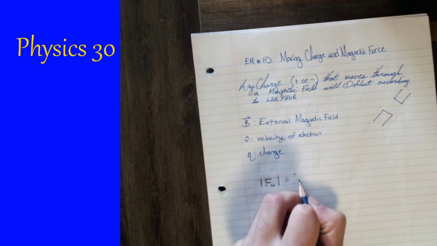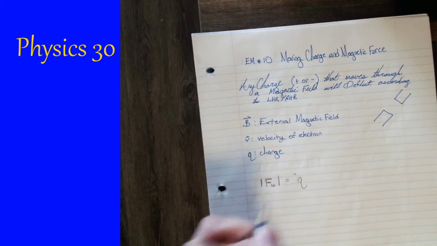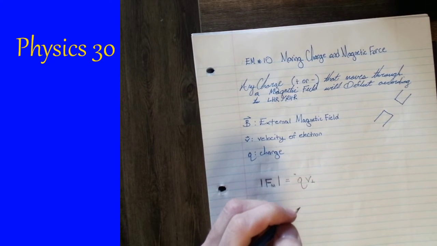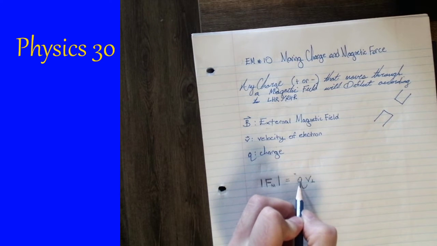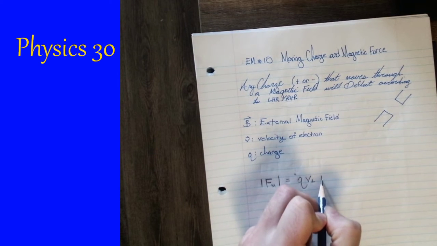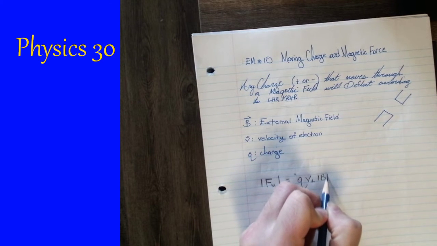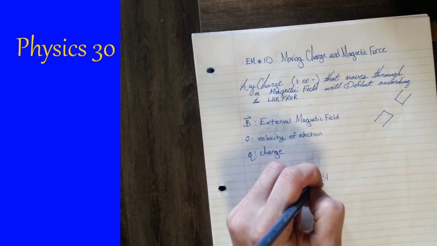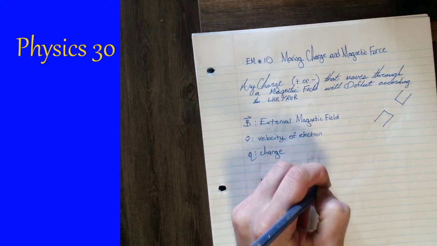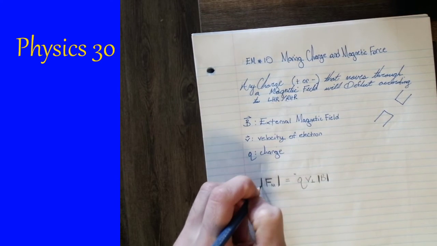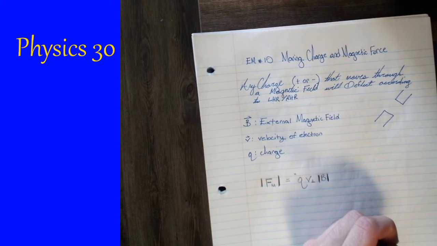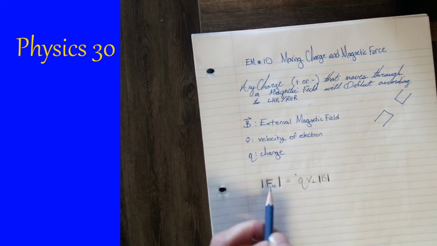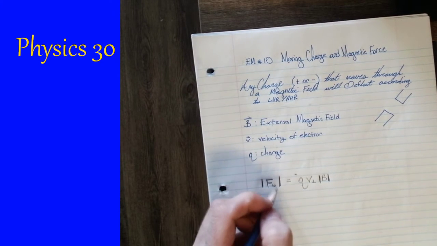The magnetic force that gets experienced is Q multiplied by the perpendicular velocity. We'll talk a little bit about that more. Q multiplied by the perpendicular velocity multiplied by the magnitude of the magnetic field. Remember that that's your absolute value signs, meaning the magnitude. These are the three key players in figuring out how much force there is.